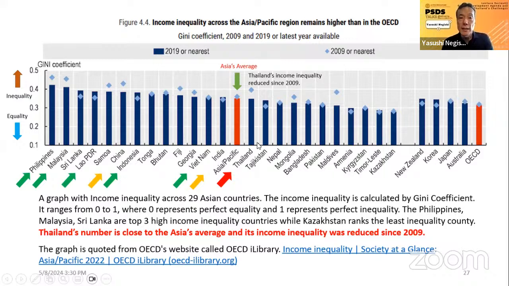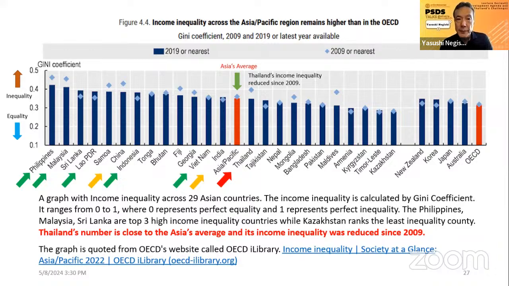And Thailand is located here. Thailand's Gini coefficient is 0.356. And the orange color is Asia Pacific's average. So Thailand's Gini coefficient is close to Asia's average.